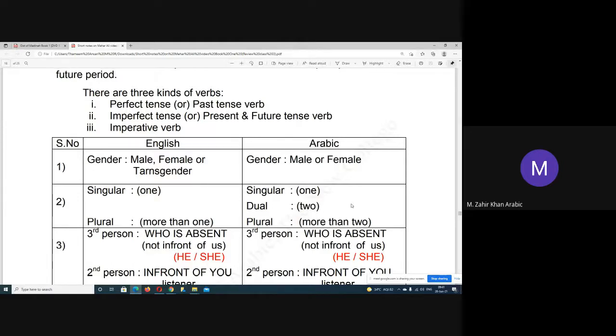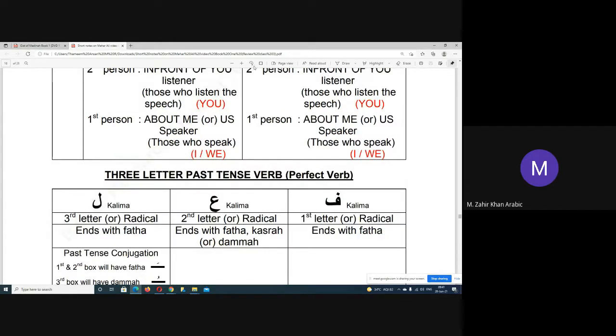Third person, second person and first person. So third person is nothing but those who are not in front of us, who are absent. For them we say he or she. And second person is those who are in front of us. For example, you are listening, so you are the second person for me. Second person means it is you. In English we say you are a girl or you are a boy, so we call both genders you. But in Arabic, anta is used for male and anti is used for female. And the first person is about me or us, so we use I or we.